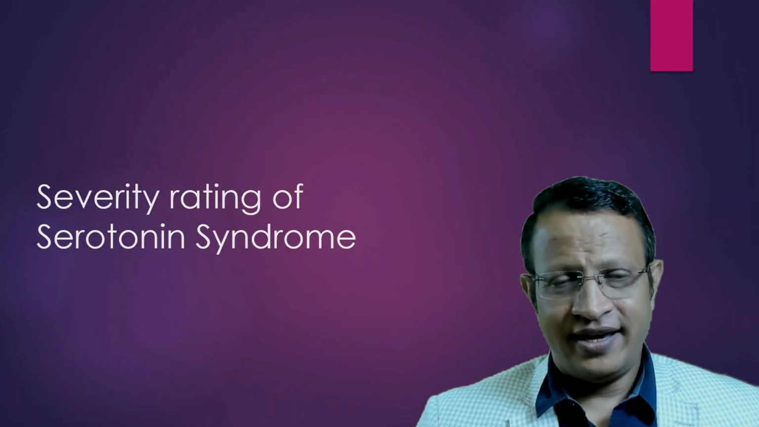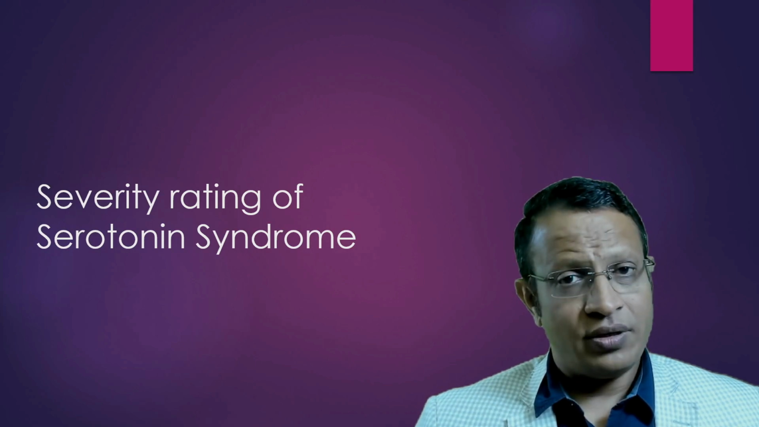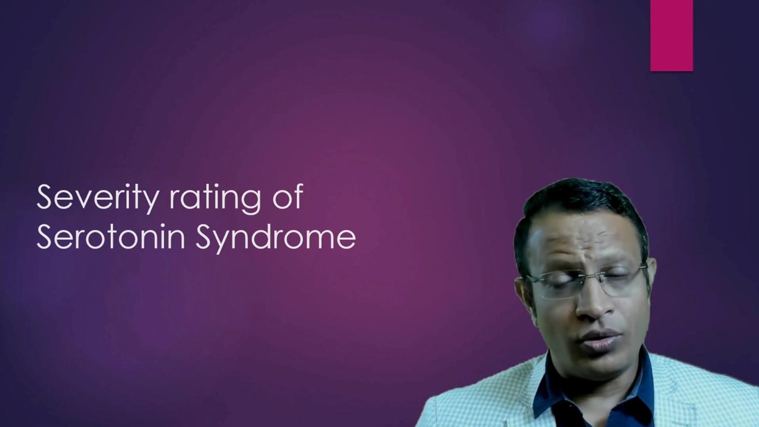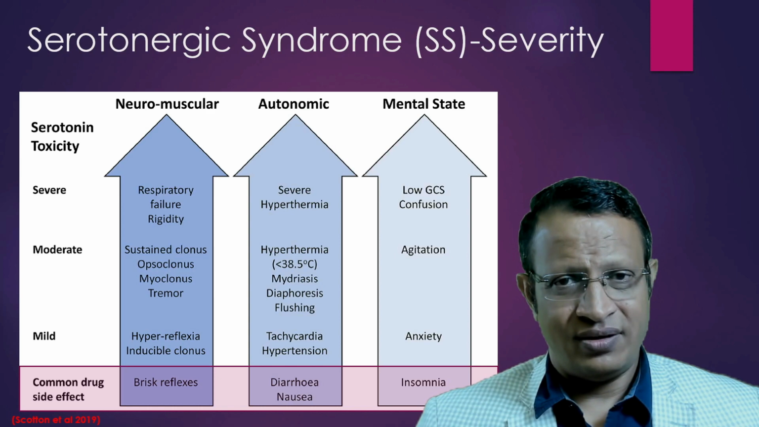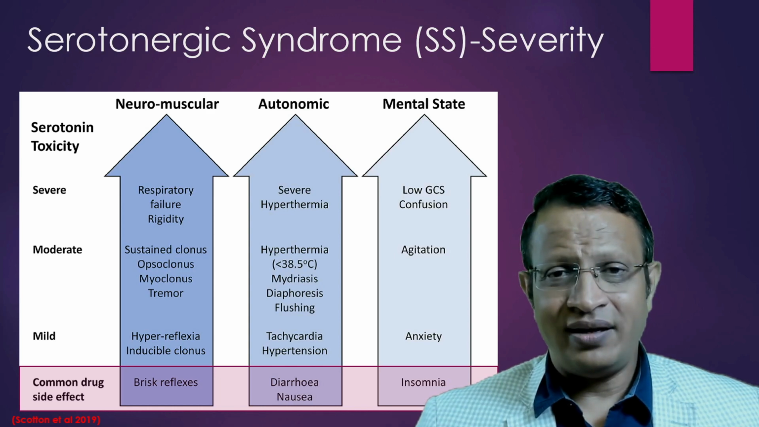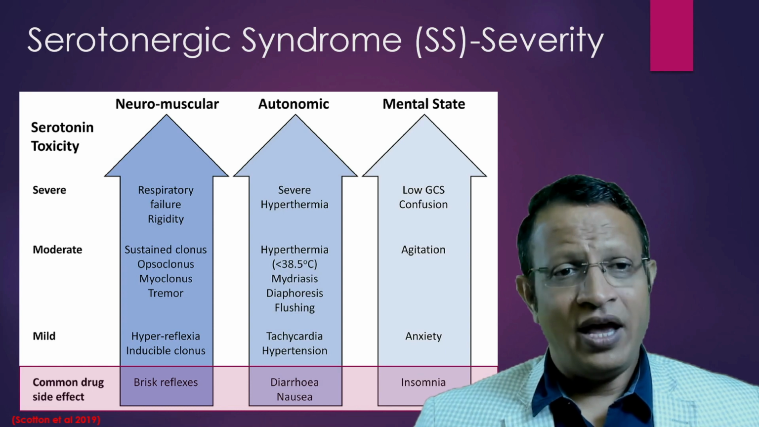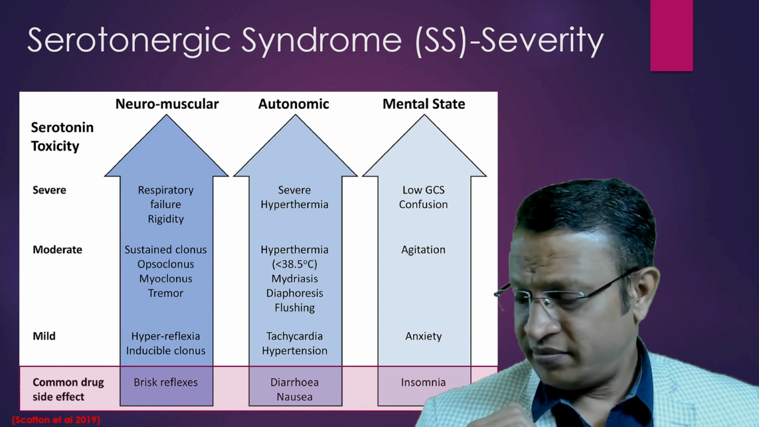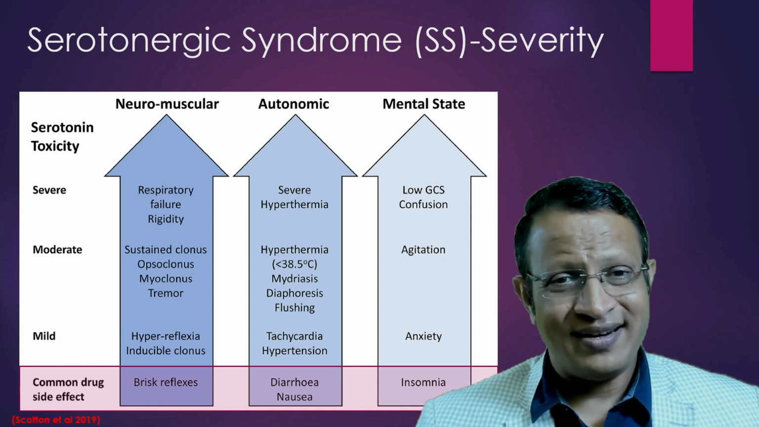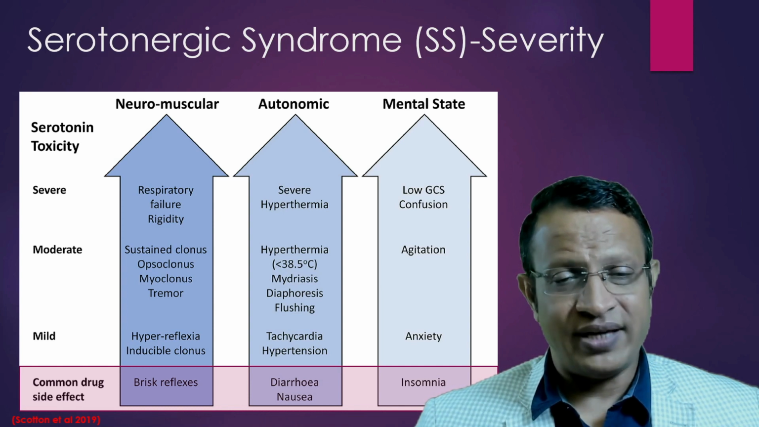Let's understand the severity rating of serotonin syndrome. Because before you start treating, you need to know what is the severity of this syndrome. There are three important categories: mild severity, moderate severity, and severe. If you look at the serotonin side effects at the bottom, brisk reflexes, diarrhea and nausea, and insomnia. These are the commonest side effects.